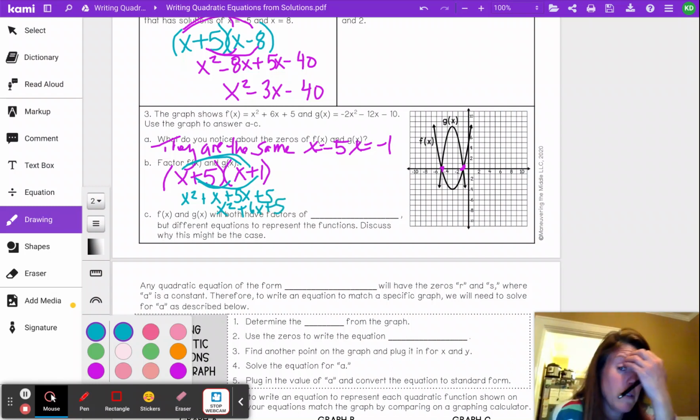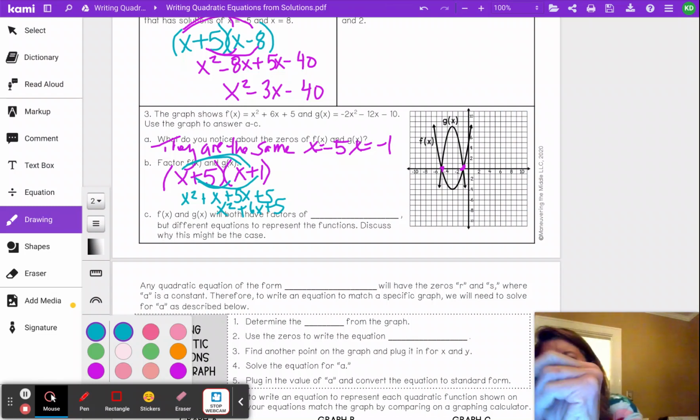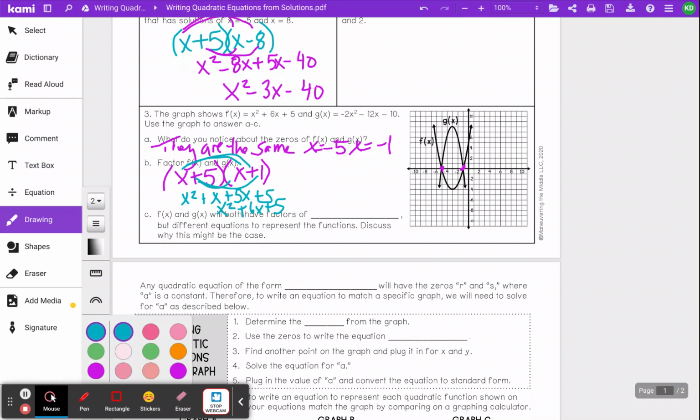All right, I got my f of x. I got my positive one. But now we've got a negative. What's this mean? Okay, so whenever you have this negative, or whenever you get to something like this and you're like, I don't know what to do with it.